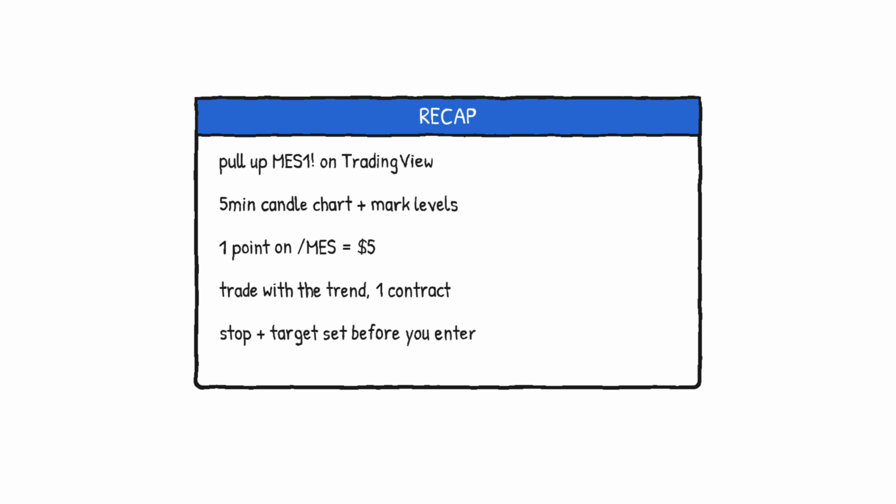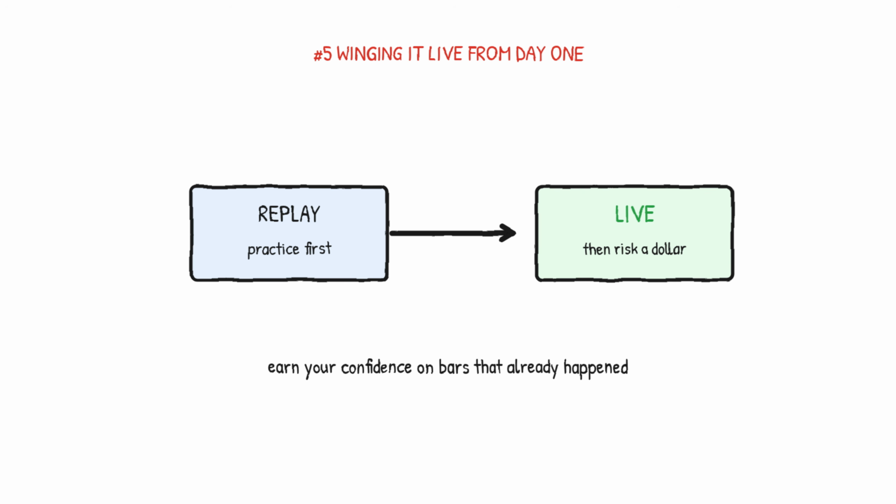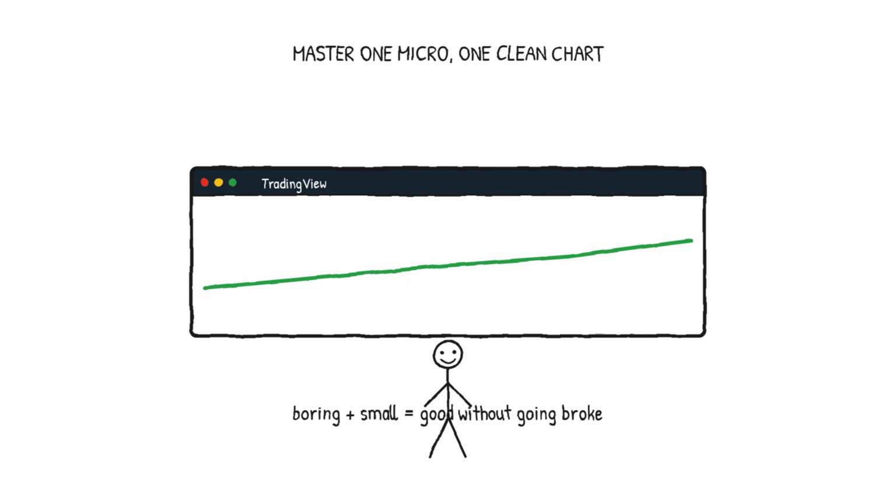Number 5, ignoring the replay and alerts tools and trying to wing it live from day 1. Practice and replay first. Earn your confidence on bars that have already happened before you risk even $1. Look, I can't stress this enough. The number 1 reason traders fail is because they trade with fear. You need to go in there with confidence. Otherwise, you're going to lose every single time.